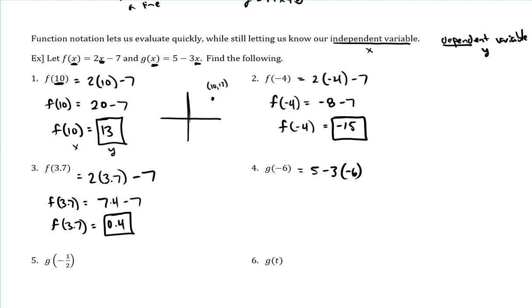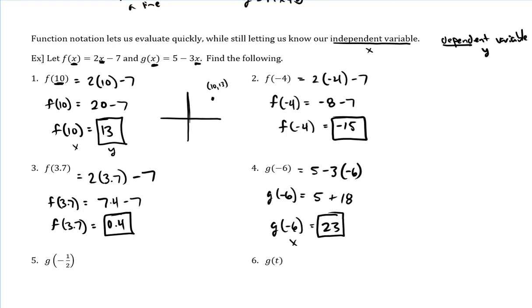And again, make sure to always use those parentheses. It does turn into an order of operations problem now. So we have g of negative 6 is equal to 5. Here we've got multiplication. Negative 3 times negative 6 would be a positive 18. And then one last step is to combine, and we would have 5 plus 18 is 23.